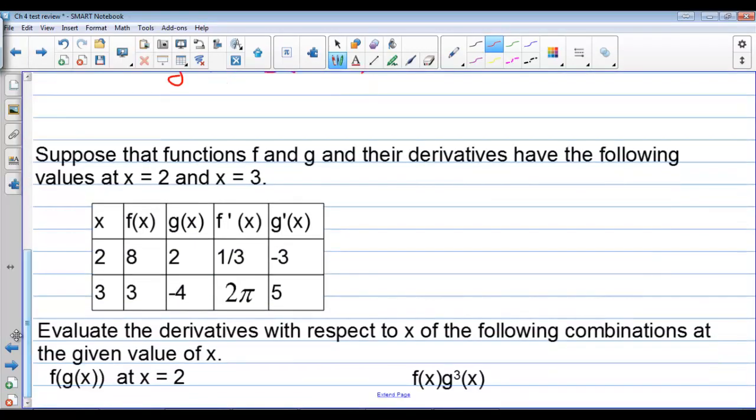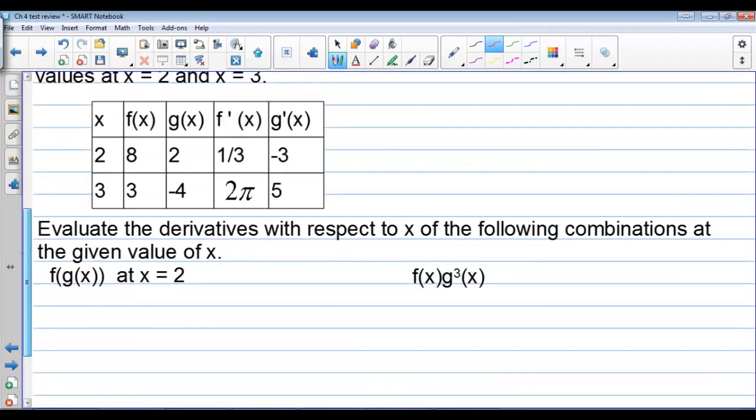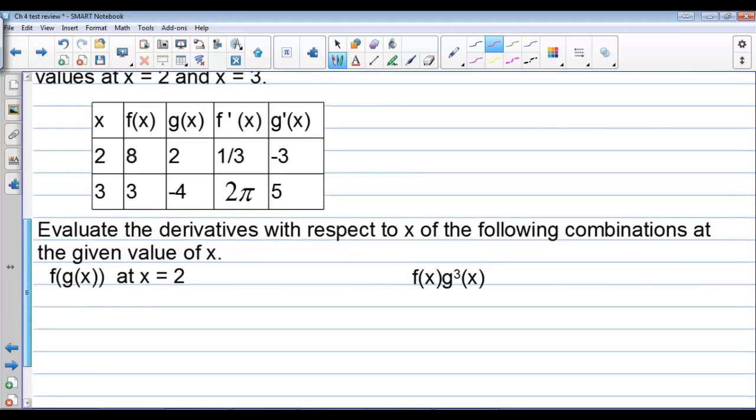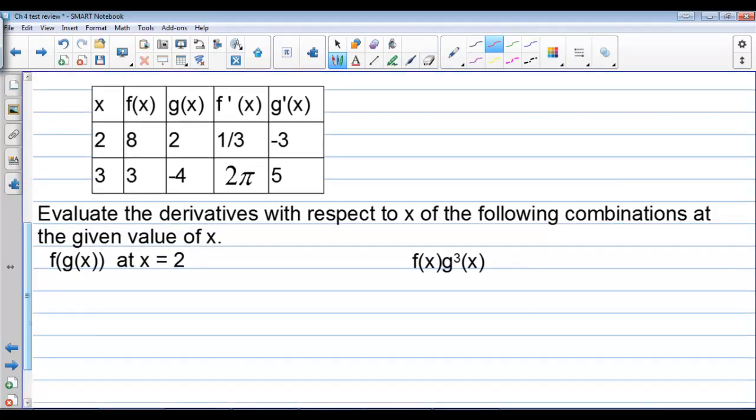And then this last one here, suppose that functions f and g and their derivatives have the following values at x equals 2 and x equals 3. Evaluate the derivatives with respect to x of the following combinations at the given value of x. So we have this composition of functions right here. So this is like the chain rule. This is peeling the onion. We have the derivative of the outside, leave the inside alone, and then times the derivative of the inside. And all this is taking place at 2. So we're using the values up here.